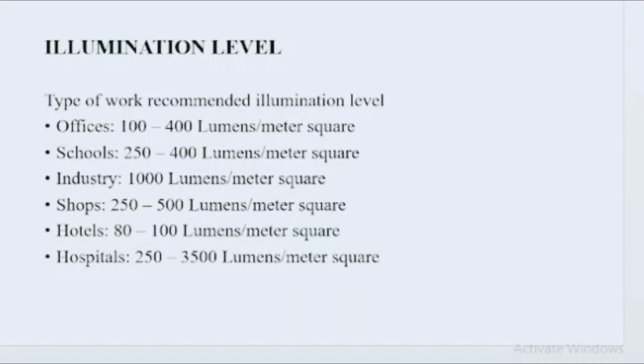Hotels, 80 to 100. Hospitals, 250 to 3500. This is just one scenario planned. Based on the requirements, we can vary the values as well. Okay, this is the thing.